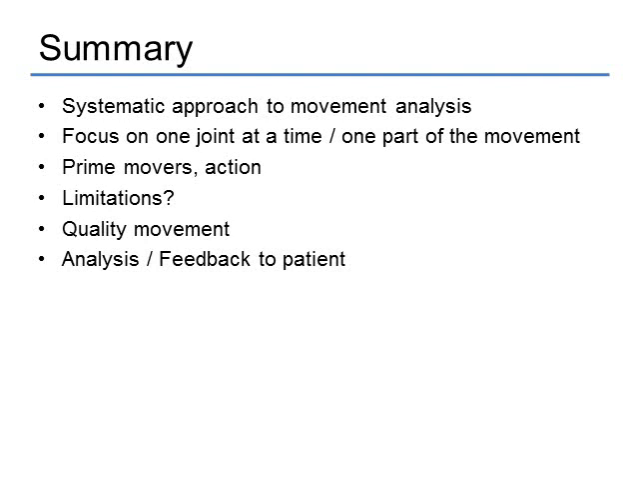So in summary, hopefully this podcast has led you towards having a systematic approach to movement analysis, focusing on one joint at a time and one part of the movement. Once you've focused on one, you can move on above and below, identifying the prime movers, knowing their action, their type of contraction, and the quality involved. Then consider the limitations: what would limit a person's movement, and is it something you are happy is a limitation, or something you need to control?